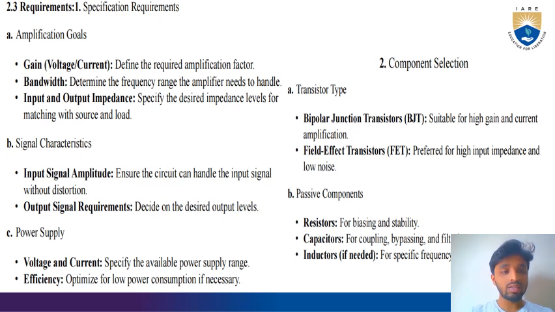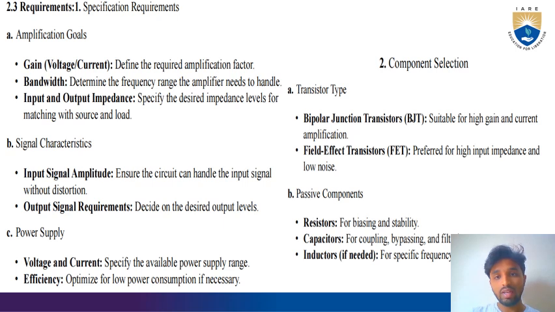In signal characteristics, it has input signal amplitude and output signal requirements. Input signal amplitude ensures the circuit can handle the input signal without distortion. In output signal requirements, it decides on the desired output levels. Power supply: we have voltage and current and also efficiency. Voltage and current specifies the available power supply range. Efficiency means it optimizes for low power consumption if necessary.